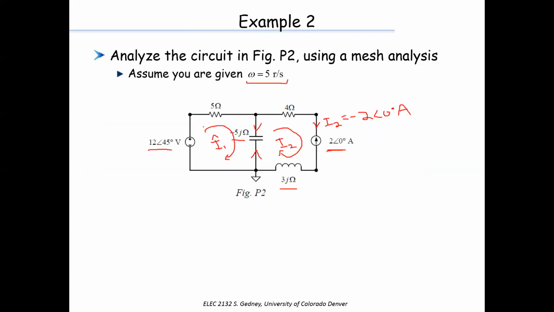So I do KVL. I cannot do it around I2. Why? Because I have a current source, and I cannot predict the voltage across that current source. I can apply it around mesh 1. Why? Because I have no current sources. Okay? And I can predict the voltages across all these branch elements if I knew the mesh current.